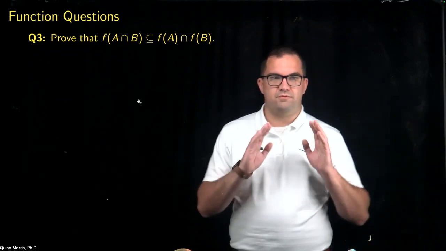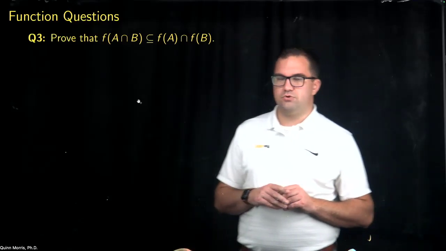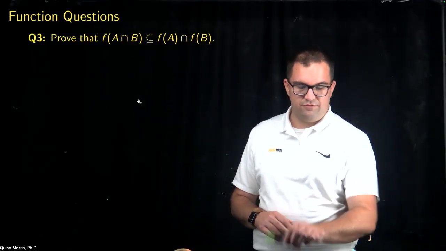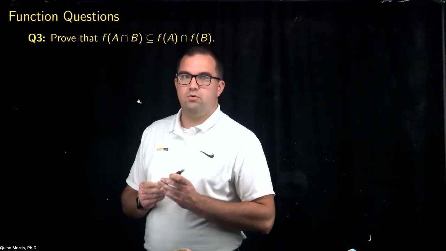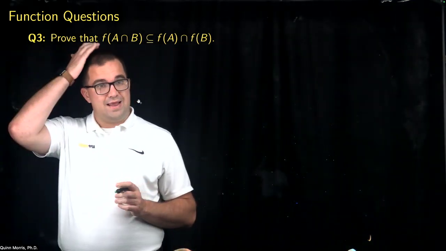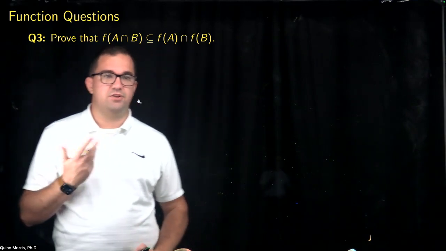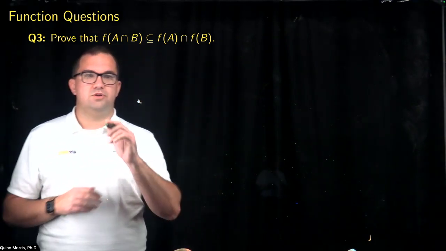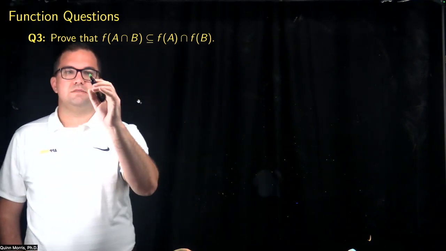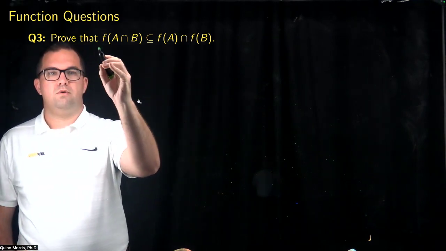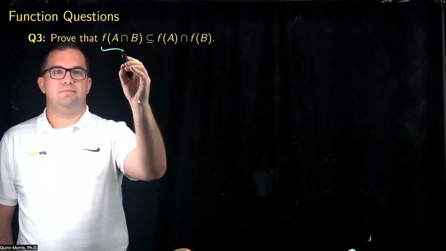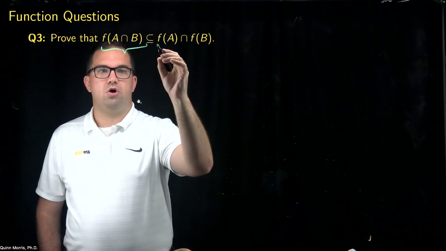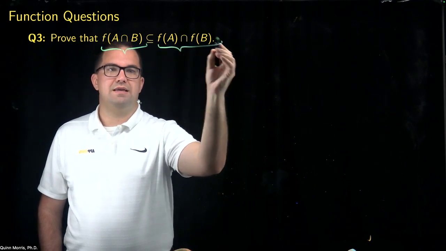Now, before I set you off to maybe try this on your own, let's remember a couple of things definitionally first. So we're going to assume here that A and B are both subsets of the domain of f. And then what we want to show is that if I take something in here, then it must also live in here.